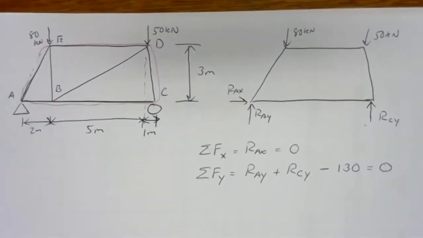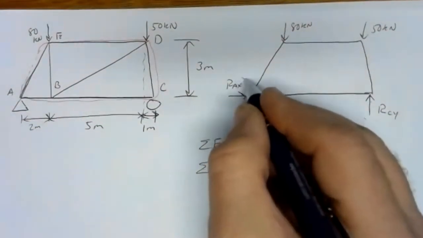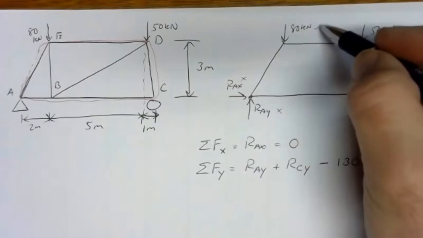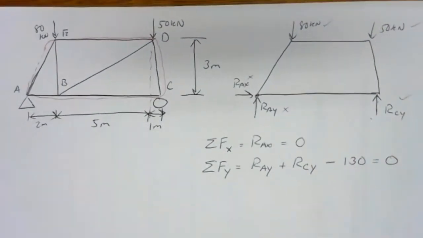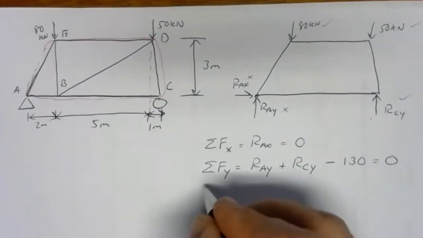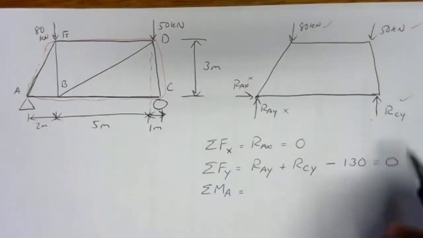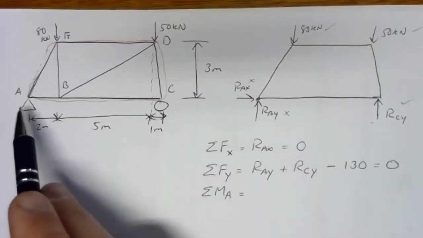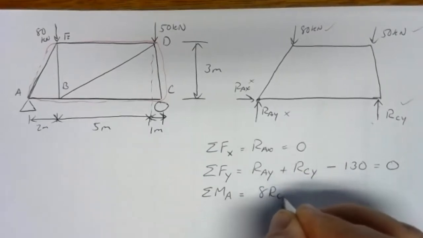And then we need our moments. And we'll pick our pivot point at A. That'll knock out RAX and RAY, but all the other forces are going to have moments. And we'll figure out the arms from the drawing with the measurements on it. So sum of moments about A. We have RCY. RCY is 8 meters away, so we've got 8 RCY.